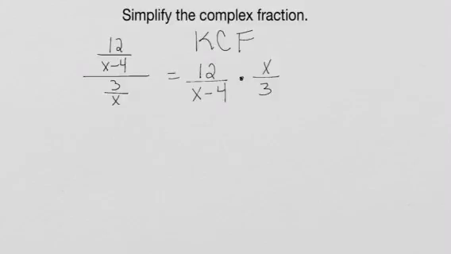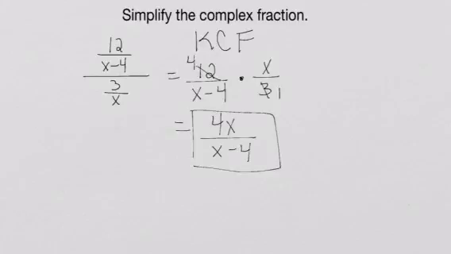Now I can simplify the 12 over 3. Divide each one by 3, and we get 1 and 4. Now we're ready to multiply. On top I have 4 times x, which is 4x. On the bottom I just have x minus 4 times 1, which is just x minus 4. And there's my simplified version of my complex fraction.